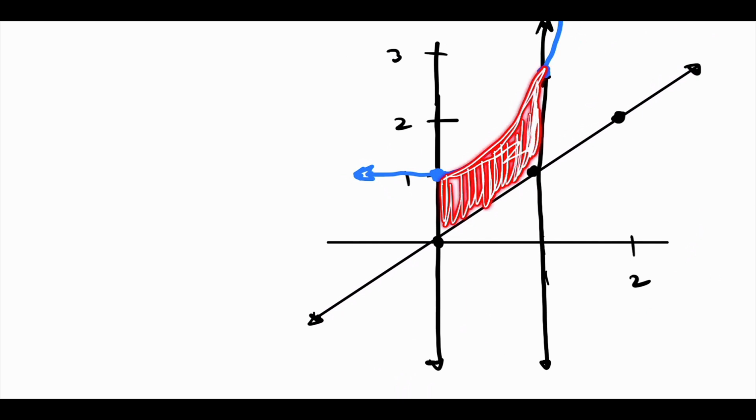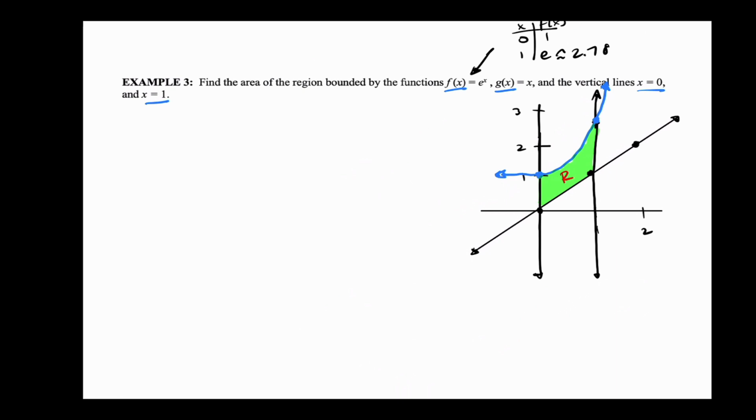That guy is bounded by e to the x on top, x on the bottom, 1 and 2. So that's the area we're looking for. That's the guy we're looking for right here. So let me keep it the same way, green, and call this R. Okay. That's the area there.